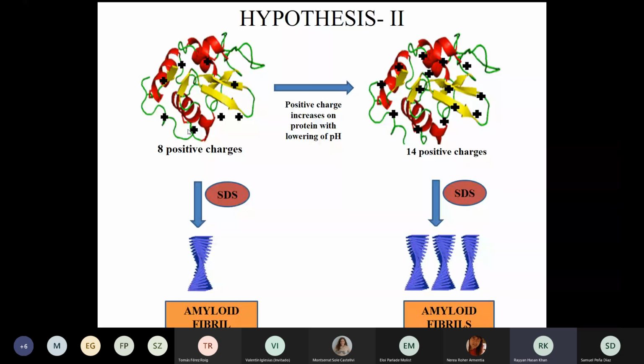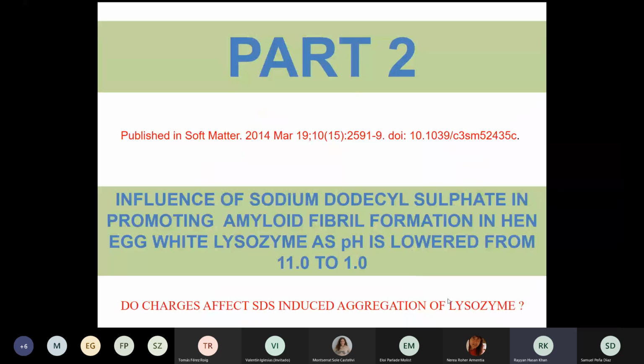So what is the hypothesis that we are giving? If somehow the charge on the protein is more, and we add the same amount of the SDS, do we get more amyloid fibril formation? So this is the question that we have raised. Now, this is a study that was published in Soft Matter in 2014.